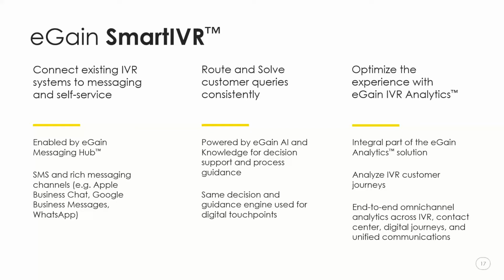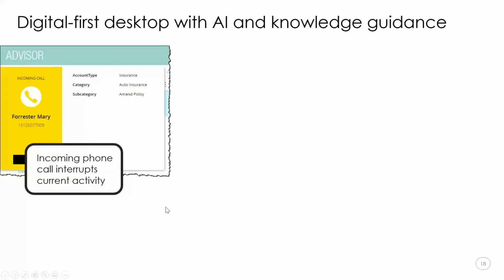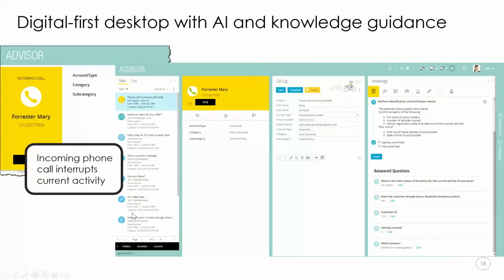IVRs are usually a black box, but with eGain Smart IVR, you can actually pull back the curtain and delve into the customer journey. This allows us to analyze the end-to-end omnichannel analytics across IVR, contact centers, digital journeys, and unified communication. So let's take a look at how this actually all plays out for the agent experience.